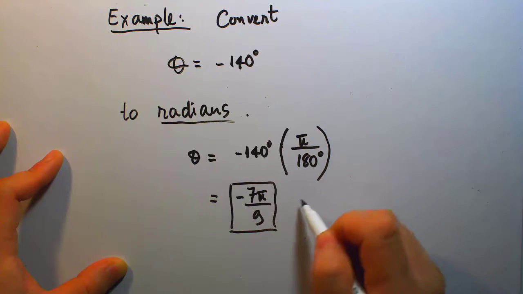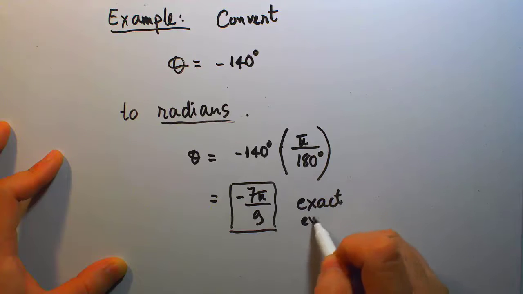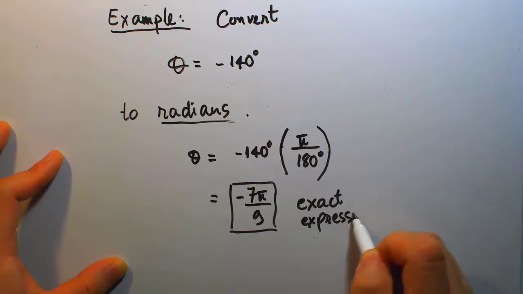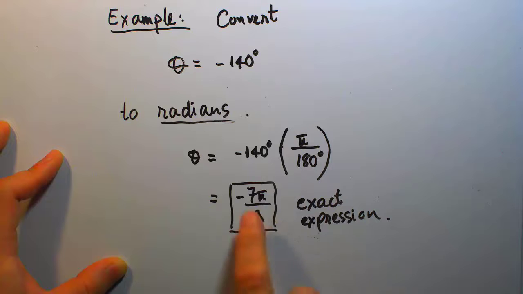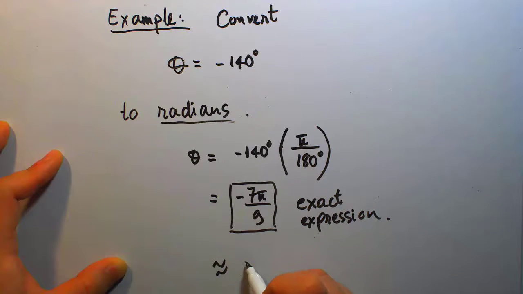And so this is the exact expression. Or we can purposely multiply that expression with 3.14 for the pi value and get the approximate. So this is approximately negative 2.44.